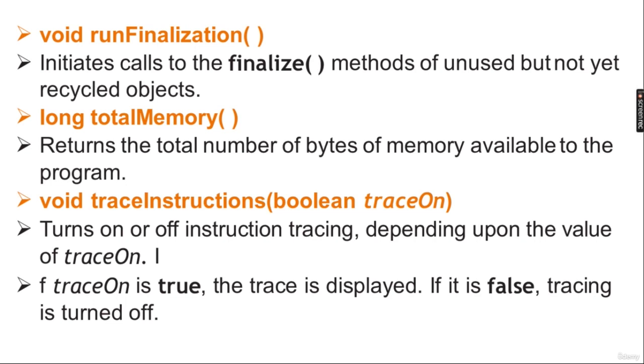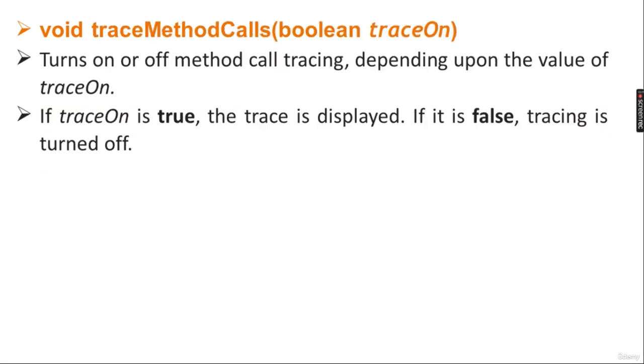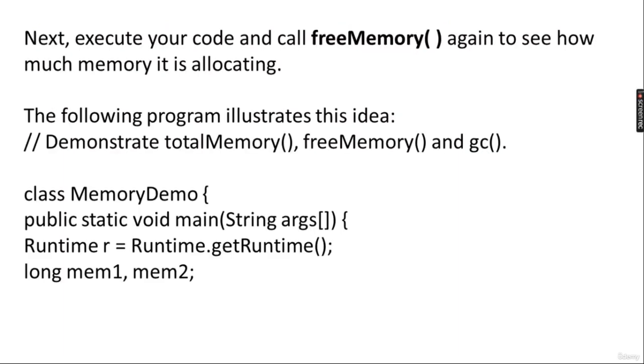runFinalization() initiates calls to the finalize methods of unused but not yet recycled objects. long totalMemory() returns the total number of bytes of memory available to the program. void traceInstructions(boolean traceOn) turns on or off instruction tracing depending upon the value of traceOn. If traceOn is true, the trace is displayed. If it is false, tracing is turned off. void traceMethodCalls(boolean traceOn) turns on or off method call tracing depending upon the value of traceOn. If traceOn is true, the trace is displayed, otherwise tracing is turned off.